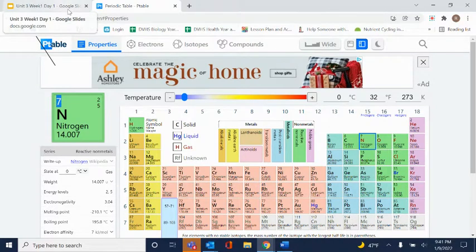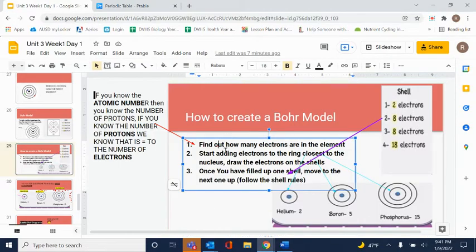If I were to come back over here, now I know how many electrons there are, and I can start drawing. So that's step number 1: find out how many electrons there are in the element being asked about. Once you figure that out by using the atomic number, then you can start drawing.